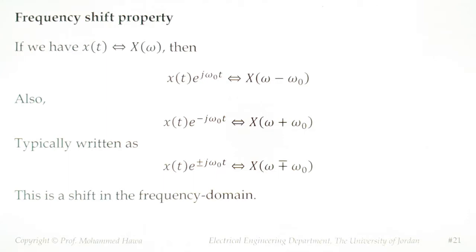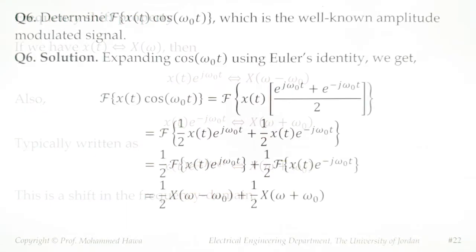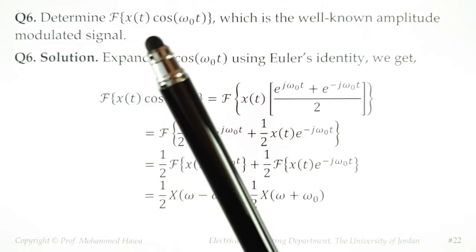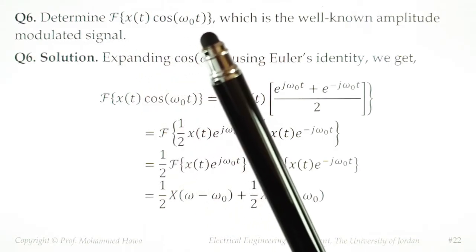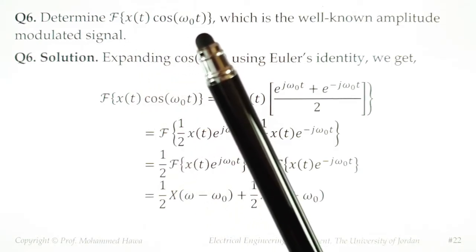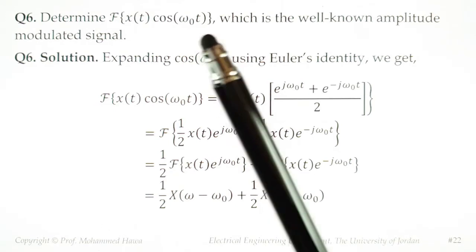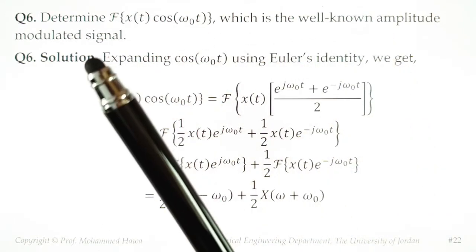Let's solve a couple of examples to see that this property is quite useful. This example says determine the Fourier transform of x of t multiplied by cosine omega naught t. By the way, once you study communication systems, they will tell you this is called an amplitude modulated signal.